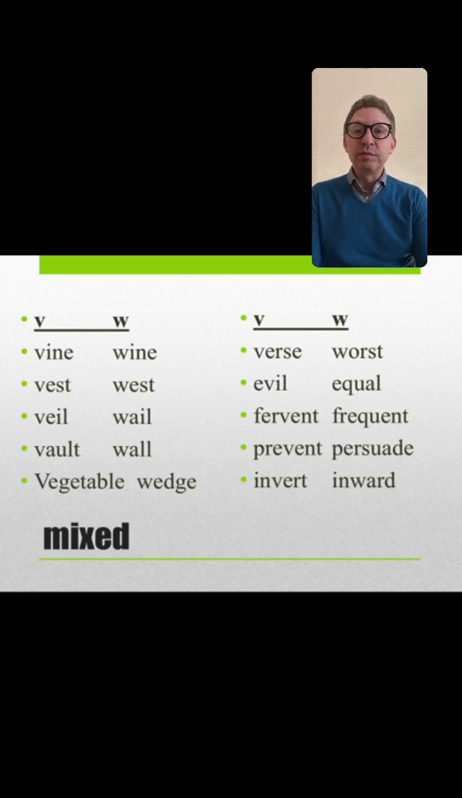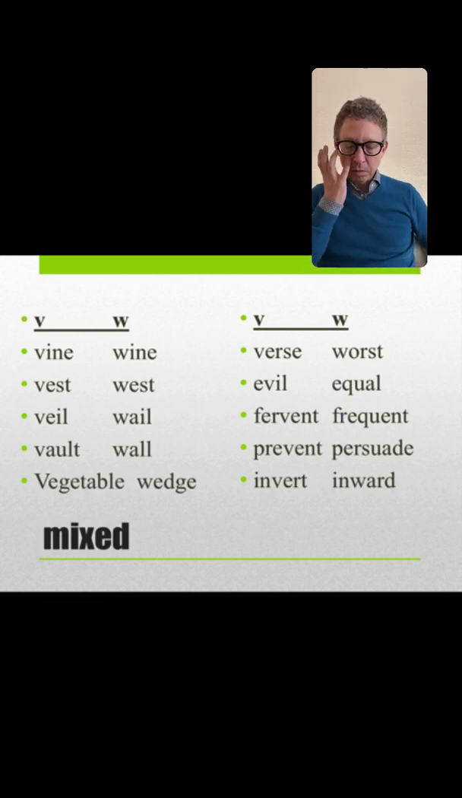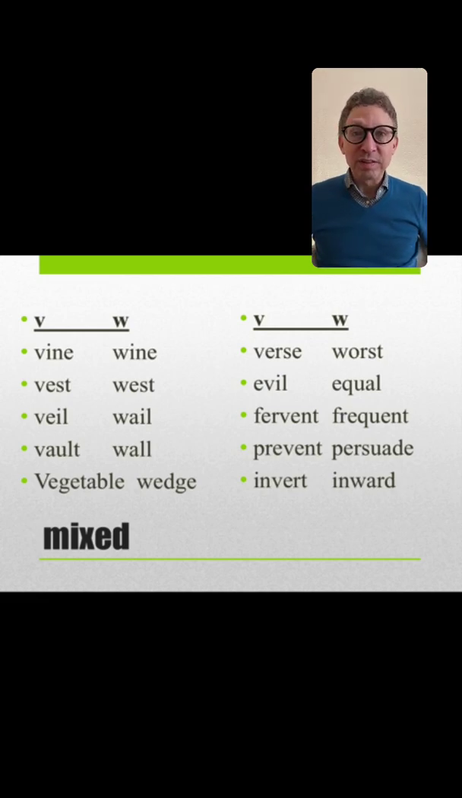All right, next, vault, wall. Now a difficult one. Ready? Vegetable. Let's practice this one. Vegetable. One more time. Vegetable.